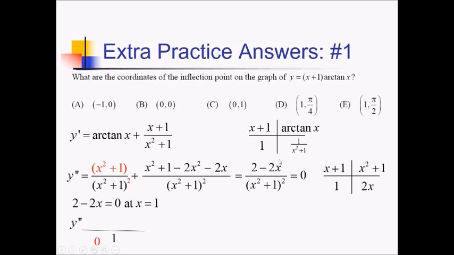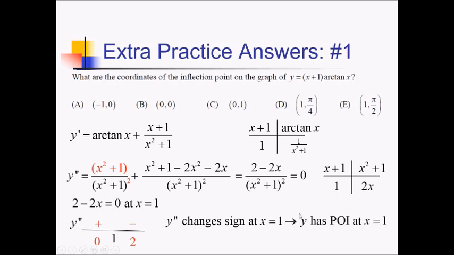If I plug 0 into the numerator, I've essentially got 2 minus 0, which is a positive. And then something bigger than 1, let's try 2. So now I'm doing 2 minus 4 basically, which is negative. And because we have a change in sign at x equals 1, because y double prime changes sign there, that means that y has a point of inflection at x equals 1.